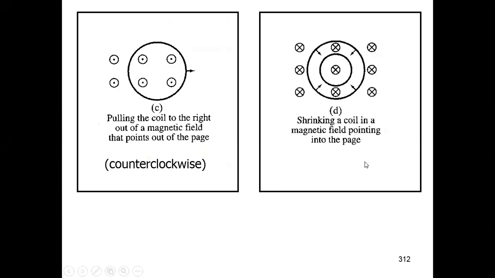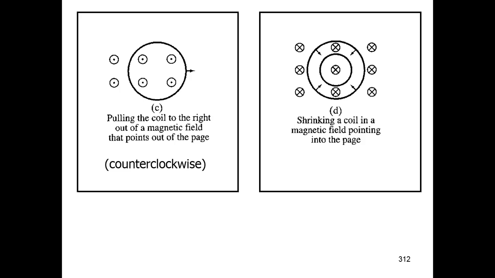Yes, sir. So another one you may try: shrinking the coil in a magnetic field pointing into the page. What should happen? Shrinking means the area will decrease, so the magnetic flux will decrease. Then the current should be in such a way that it should increase the magnetic flux. Exactly, by Lenz's law.